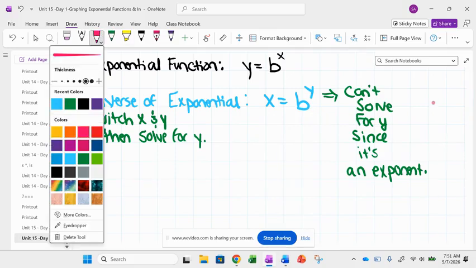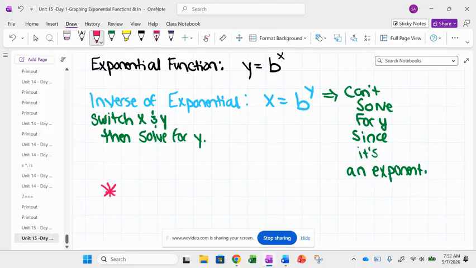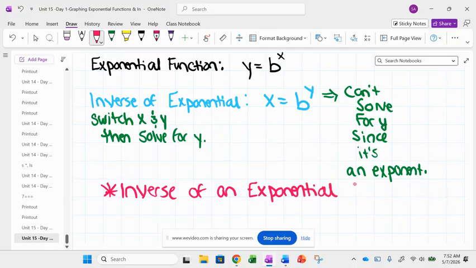So let's put a star here. And we're going to say the inverse of an exponential function is a logarithmic function.